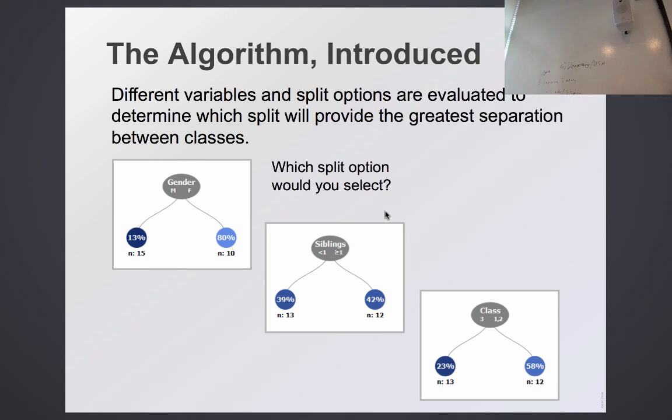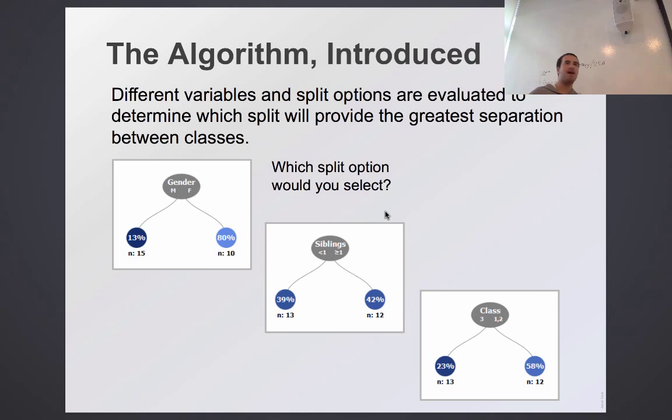Here's another way. I could ask this question: do they have less than 1 sibling, i.e. 0, or at least 1 sibling? If they had less than one sibling, they had a 39% chance. If they had greater than one, they had a 42% chance. The third option is class. If they were in class 3, they had a 23% chance. If they were in class 1 or 2, they had a 58% chance. I'll ask you right now, what do you think is the best split?